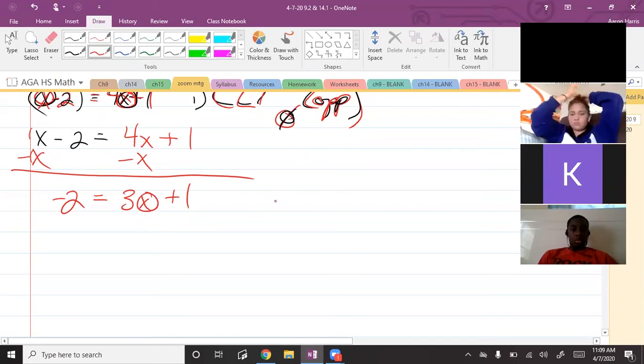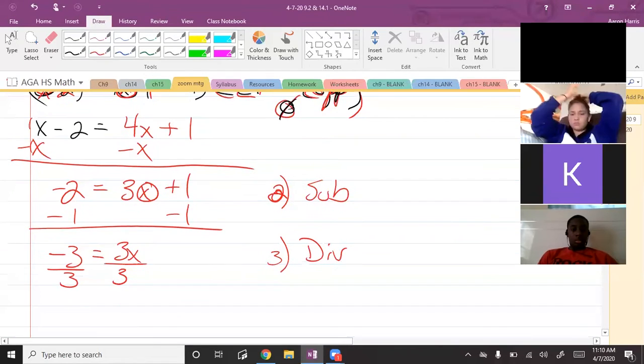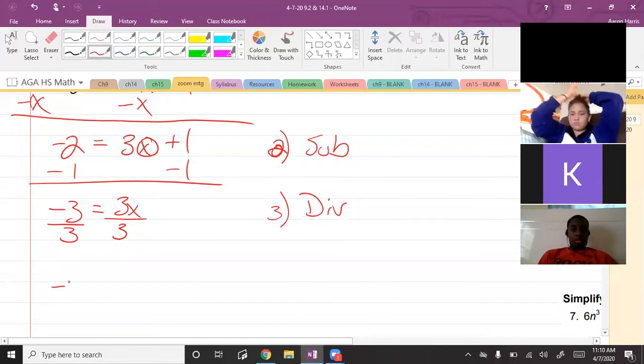I can continue on. Step number 2, remove all what? Addition and subtraction from where? Near your variable. So I'm going to subtract. Why? Because there's a plus sign. So I subtract 1, subtract 1. Negative 2 minus 1 is what? Negative 3 is equal to what? 3x, okay? So with that being said, I can go to step 3. Step 3 says what? Hey, remove all multiplication and division. So I'm going to divide. If I divide by 3, divide by 3, now negative 3 divided by 3 is negative 1. So I get x is equal to negative 1.